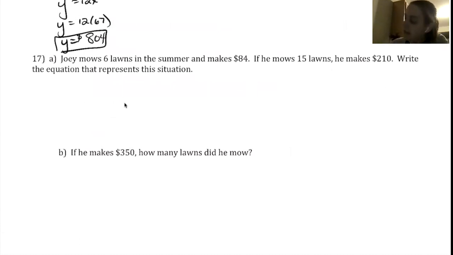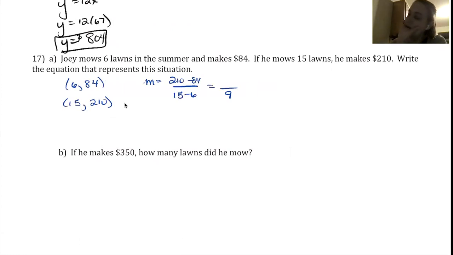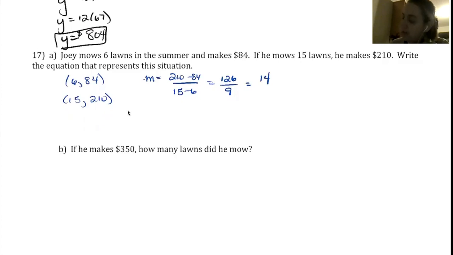Joey mows 6 lawns in the summer and makes $84. If he mows 15 lawns, he makes $210. Write an equation to represent the situation. Here's my slope, 210 minus 84 over 15 minus 6. The denominator is 9. The numerator is 126. 126 divided by 9 is 14. So he's charging $14 per yard. It's pretty cheap.